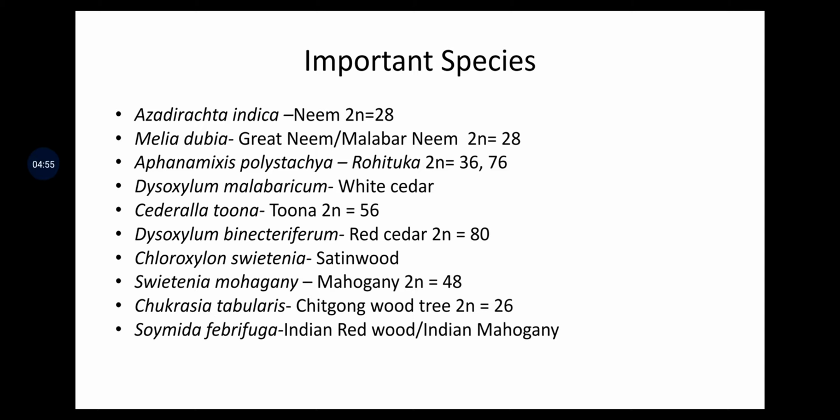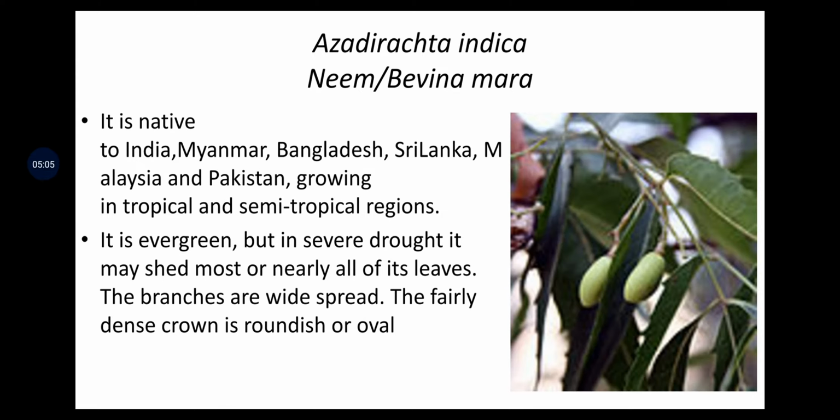Chukrasia tabularis is Chittagong wood tree, 2n equal to 26. Soymida febrifuga is Indian redwood or Indian mahogany. We'll discuss one by one. First important species is Azadirachta indica.